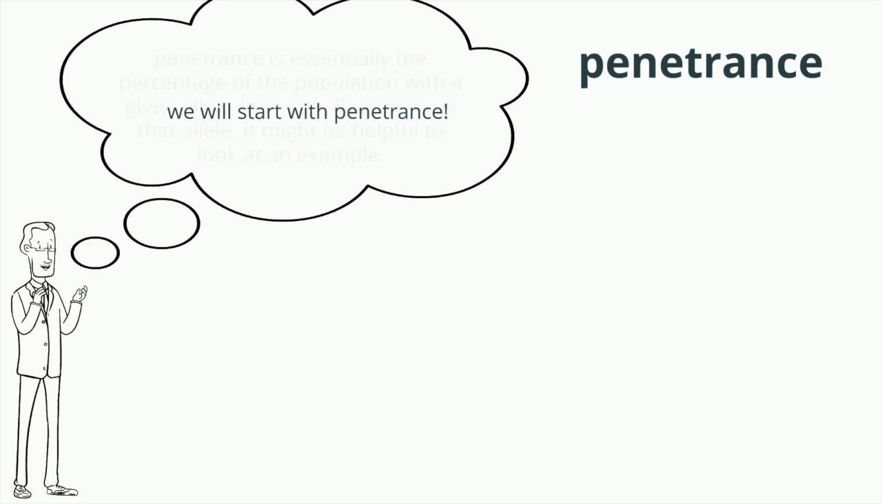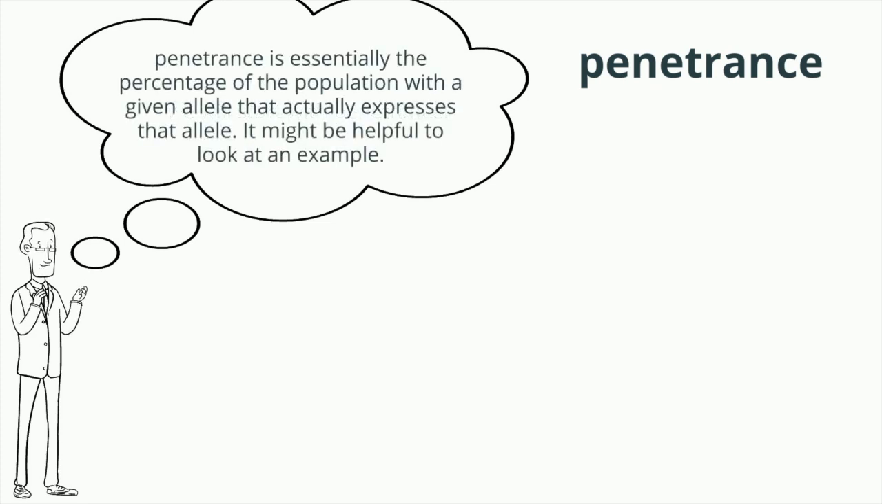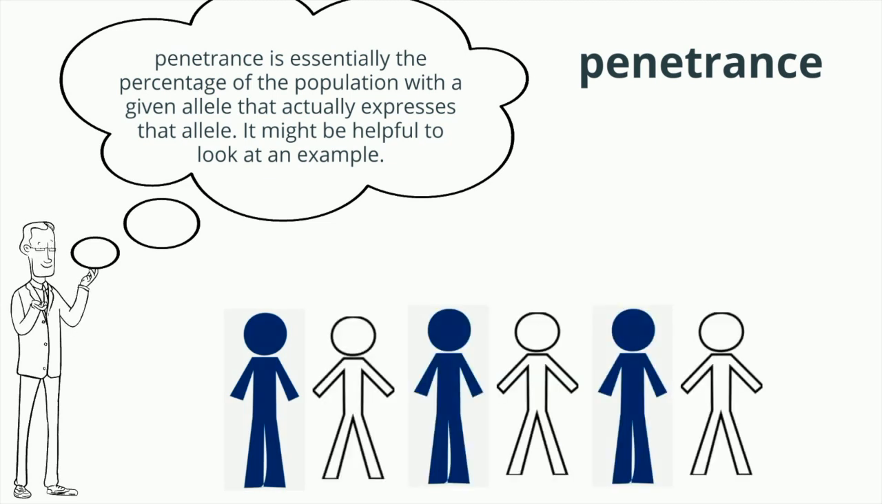We will start with penetrance. Penetrance is essentially the percentage of the population with a given allele that actually expresses that allele. It might be helpful to look at an example.